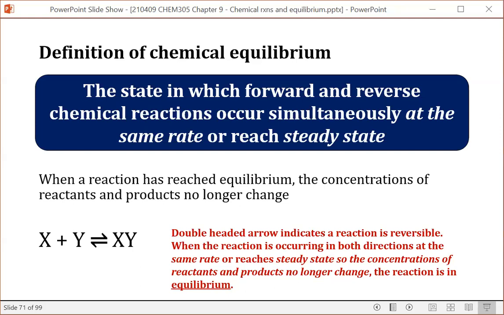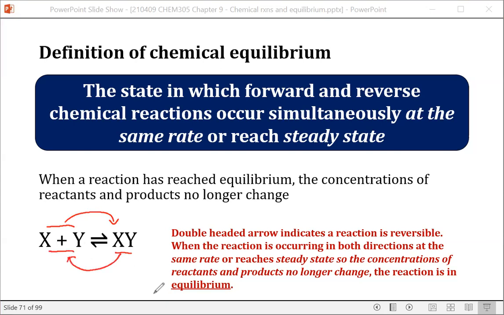So again, the definition of chemical equilibrium: it's the state in which the forward and the reverse chemical reactions occur simultaneously at the same rate, or they reach steady state. So a clue that a reaction has reached chemical equilibrium is when the concentrations of the reactants and the products no longer change.